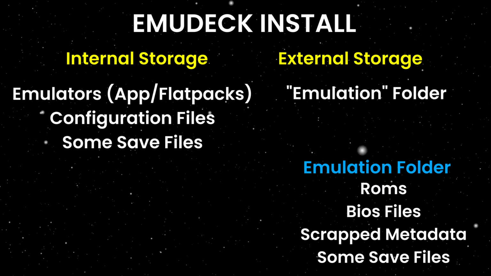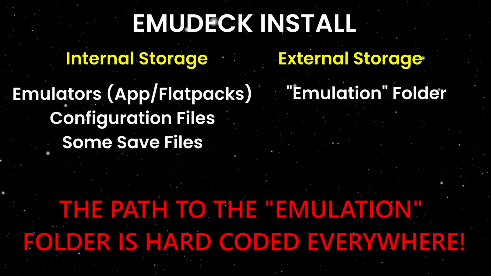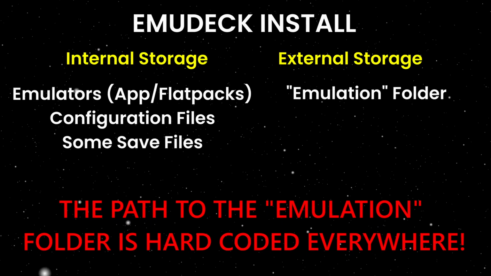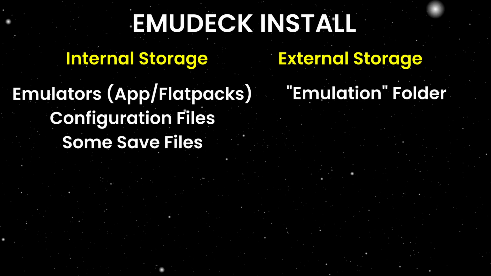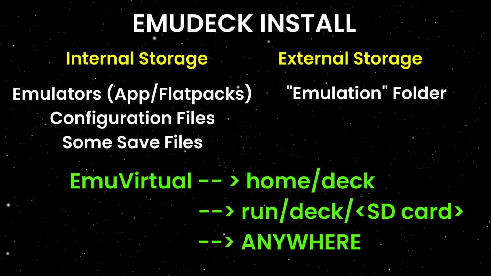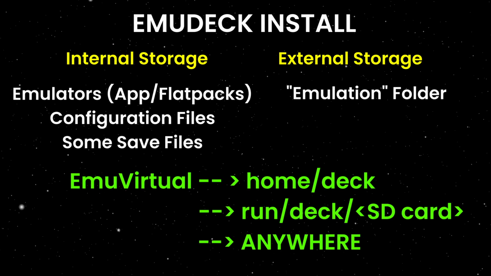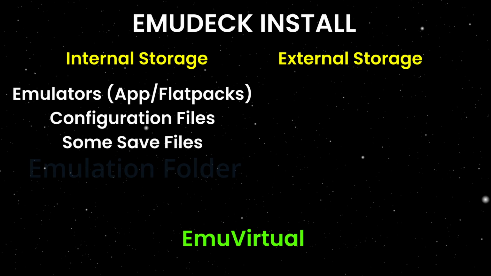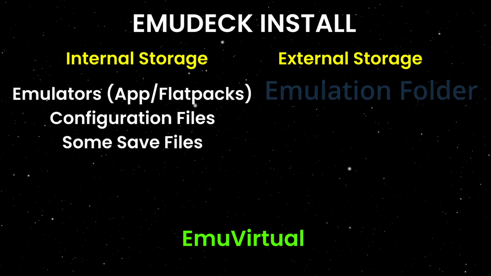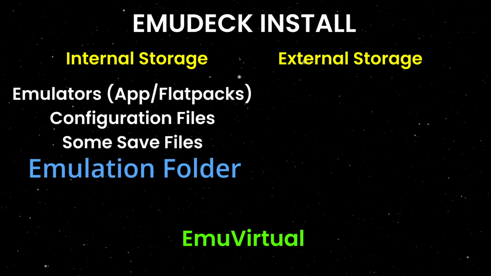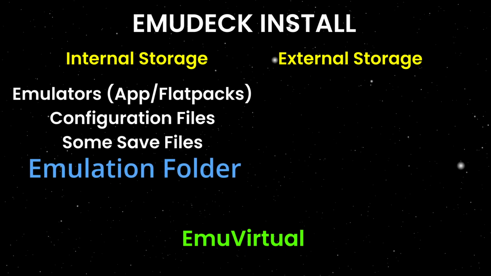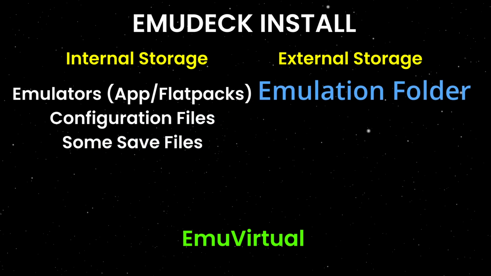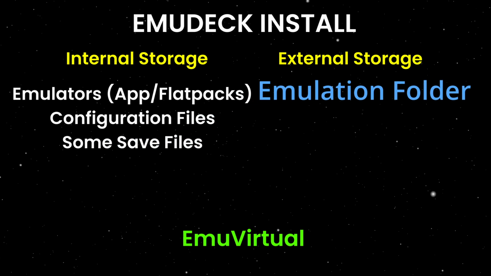But there's one thing you gotta know. The path to emulation is hard-coded everywhere. Everywhere. Your Steam launchers, ESDE, everything. So we use EmuVirtual to let us point to wherever we want, whenever we want. Thanks to using the EmuVirtual symlink, it doesn't matter where your emulation folder is. It can be wherever you want it to be. All you have to do is repoint the EmuVirtual folder to where you want it to be. Today we're going to be taking our files internally and moving them externally.